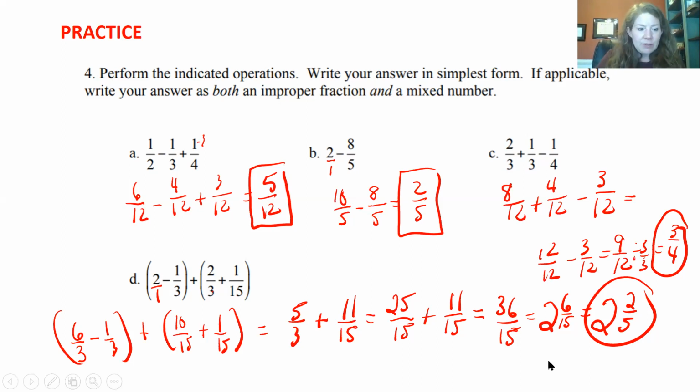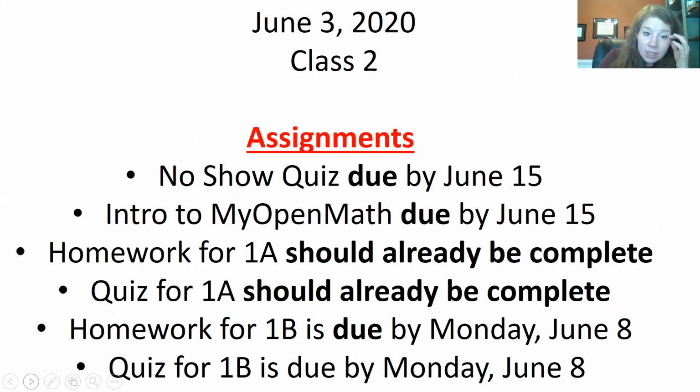All right, the very last thing I wanted to end with is a reminder on what is due. So you have till the 15th of June to do the no-show quiz, and Intro to My Open Math is due by June 15th. Your homework and quiz for 1A should have already been completed. And then homework and quiz for 1B is due by Monday before 6 o'clock. At 6 o'clock on Monday, you have to log into Blackboard and take your test between 6 and it expires at 7:30, even if you're not completely done with it. So please give yourself plenty of time and go ahead and log on at 6 o'clock.